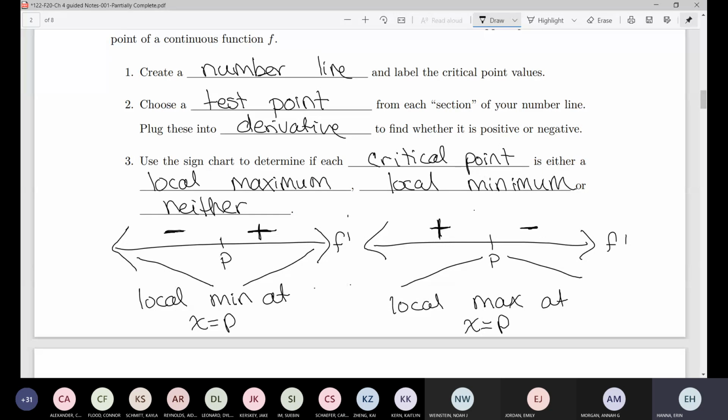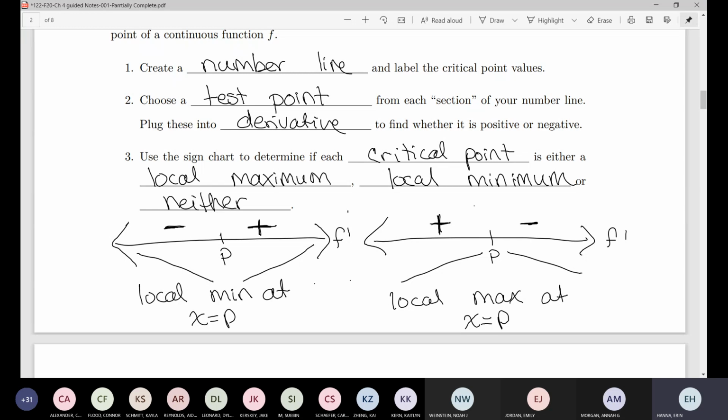We've got just enough time to do one full example. So I'll wait a few seconds for people to catch up. All right. Oh, and in a case where it doesn't change sign, if it's positive and positive or negative and negative, then that's neither.